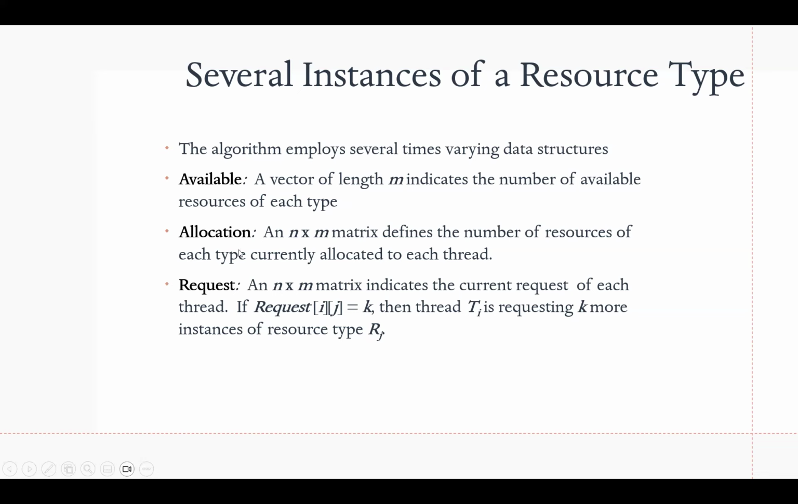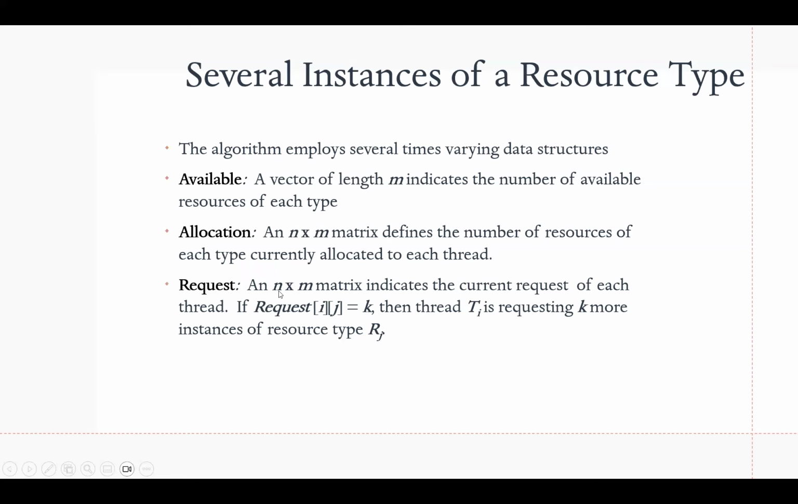Then allocation. The allocation is basically a matrix. It is an n by m matrix, where n is the number of processes and m is the number of resources. It defines the number of resources of each type currently allocated to each thread or process. The next one is the request.